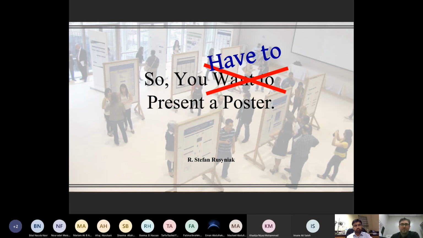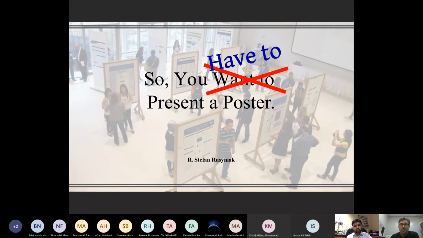So you have to present a poster. Most people don't like presenting posters. In fact, that's probably true not just of undergraduate students, but many of us. Presenting a poster can be a little stressful, and it does take quite a bit of work, as we'll talk about in a moment.